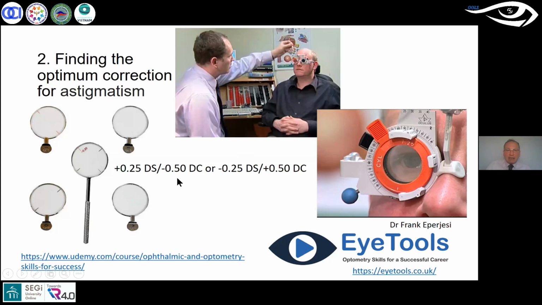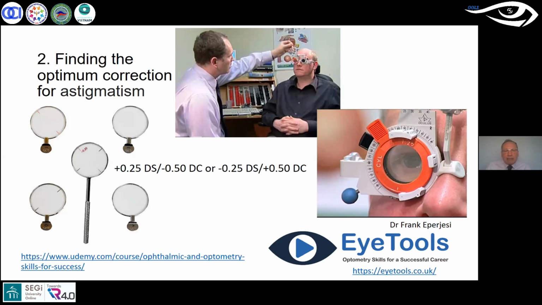So when they reject the minus 0.50, what I'm thinking about is, well, they've rejected the minus 0.50, but maybe an extra minus 0.25 will be helpful. Maybe I can get that circle of least confusion a bit better focused. So when they reject the minus 0.50, I just hold up a minus 0.25 handheld cylinder from the trial frame in front of any cylinder that they've got, lined up with the axis that they've got, to see if they'll accept an extra minus 0.25. If they accept a minus 0.50 but don't accept any more, then I'm also wondering, well, maybe they need a little bit less cylinder.